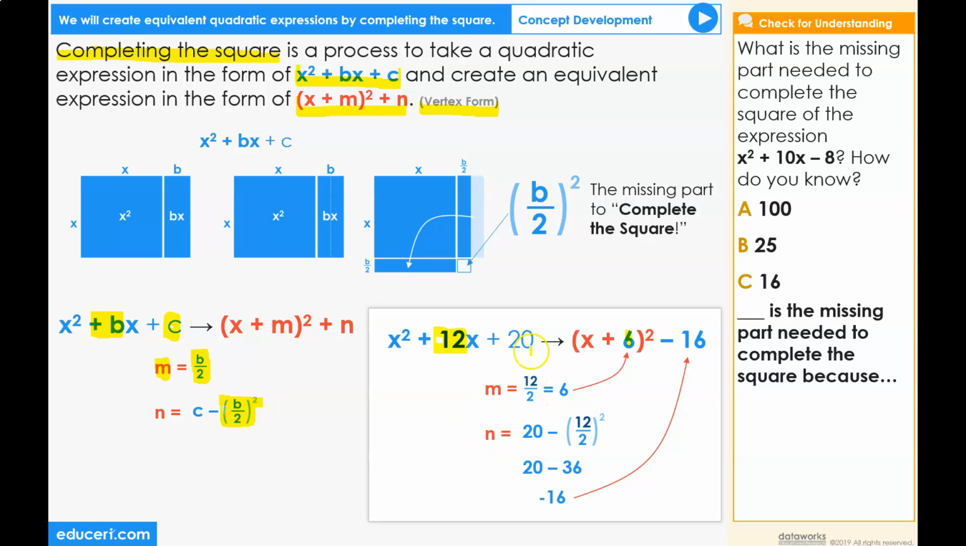N is equal to the numeric term of our original, 20, minus the missing part of our square, which is 12 divided by 2, which is 6 squared, equals 36. 20 minus 36 equals negative 16. So the expression x squared plus 12x plus 20 is equivalent to the expression x plus 6 squared minus 16.